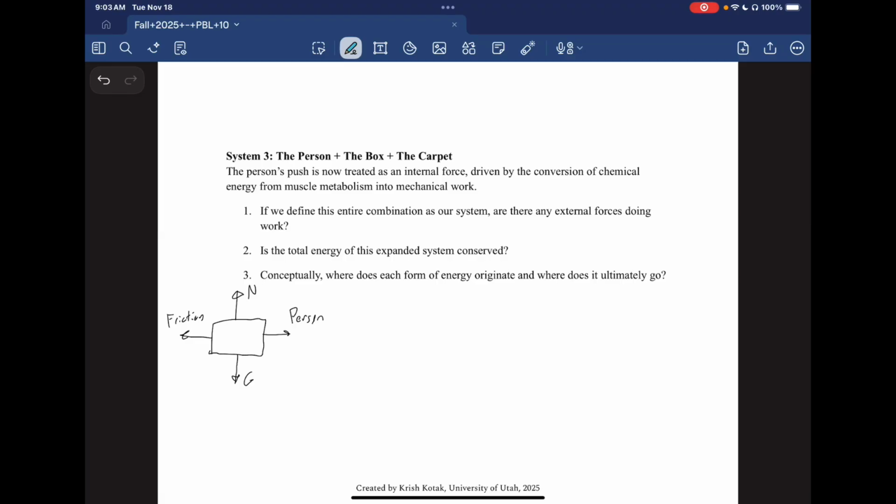Conceptually, where does each form of energy originate and where does it ultimately go? If you think about it, the person initially has chemical energy, so we'll say chem from the muscles. That's not how you spell muscles, it doesn't have an H in it. So the chemical energy from the muscles turns into mechanical energy, which is kinetic, and then finally turns into thermal energy.